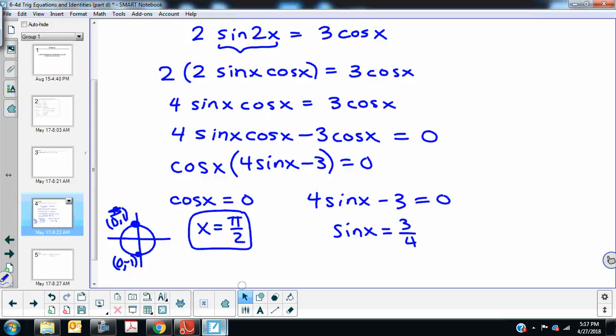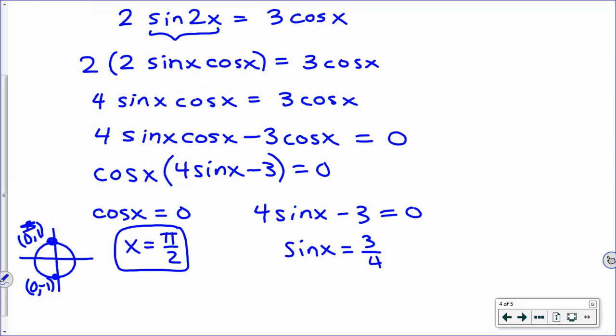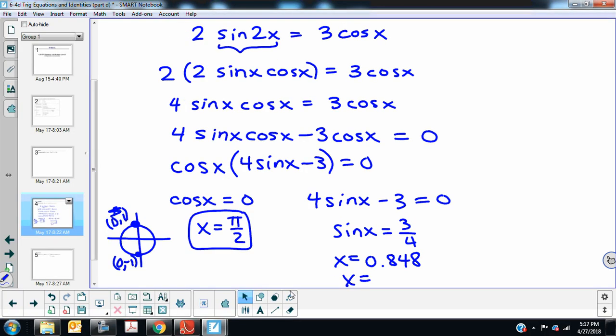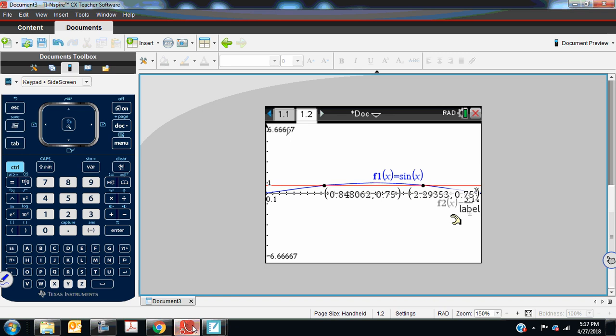Which question were we working on? This one here. 0.848. And the second solution, which I've already forgotten, 2.29.